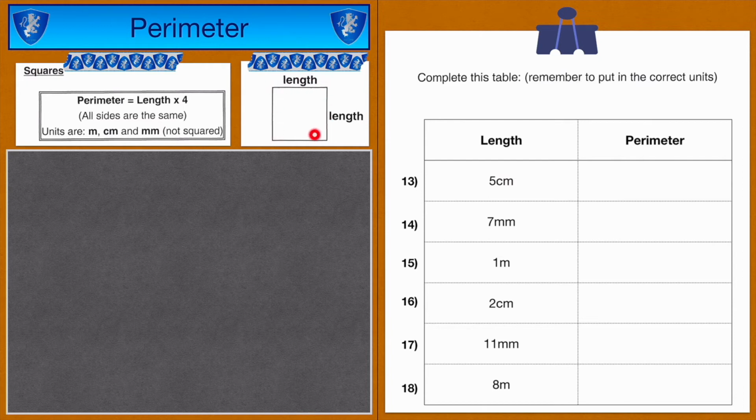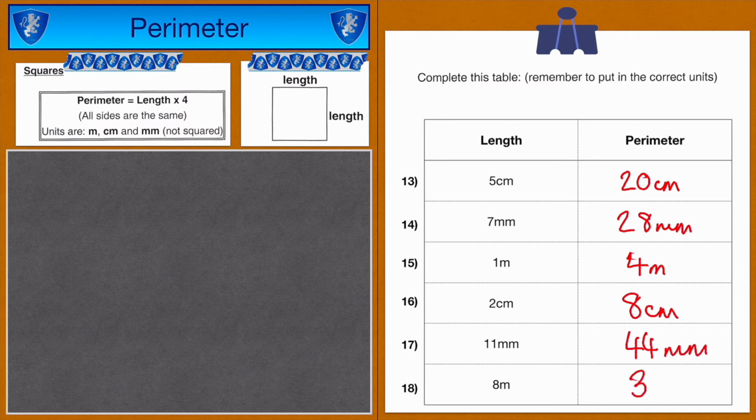Now your squares this time are very, very simple, because if you remember, all the sides of the square are the same length. So instead of doing length, add length, add length, and length, all you have to do is do length times 4. So as long as you know your 4 times table, these are very simple. So number 13, 5 times 4 is 20, 7 times 4 is 28, 1 times 4 is 4, 2 times 4 is 8, 11 times 4 is 44, and 8 times 4 is 32.